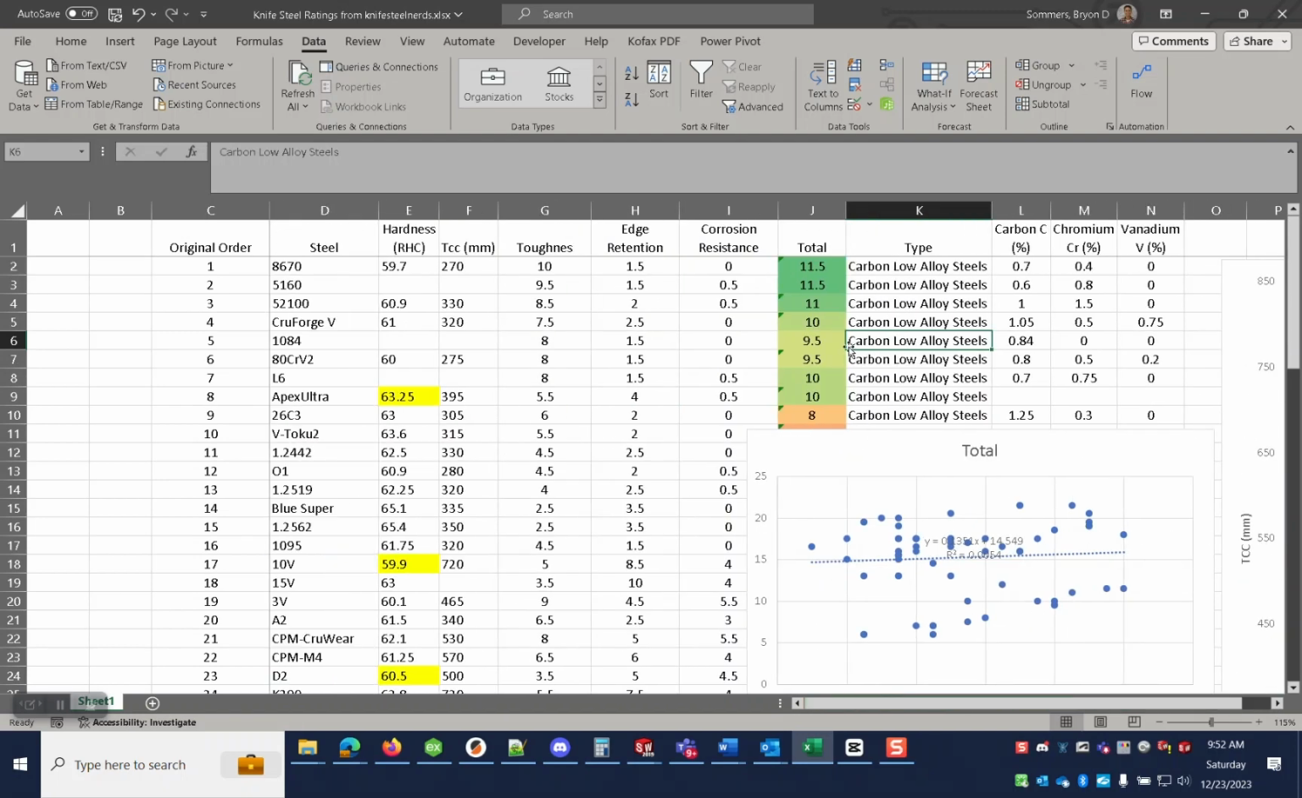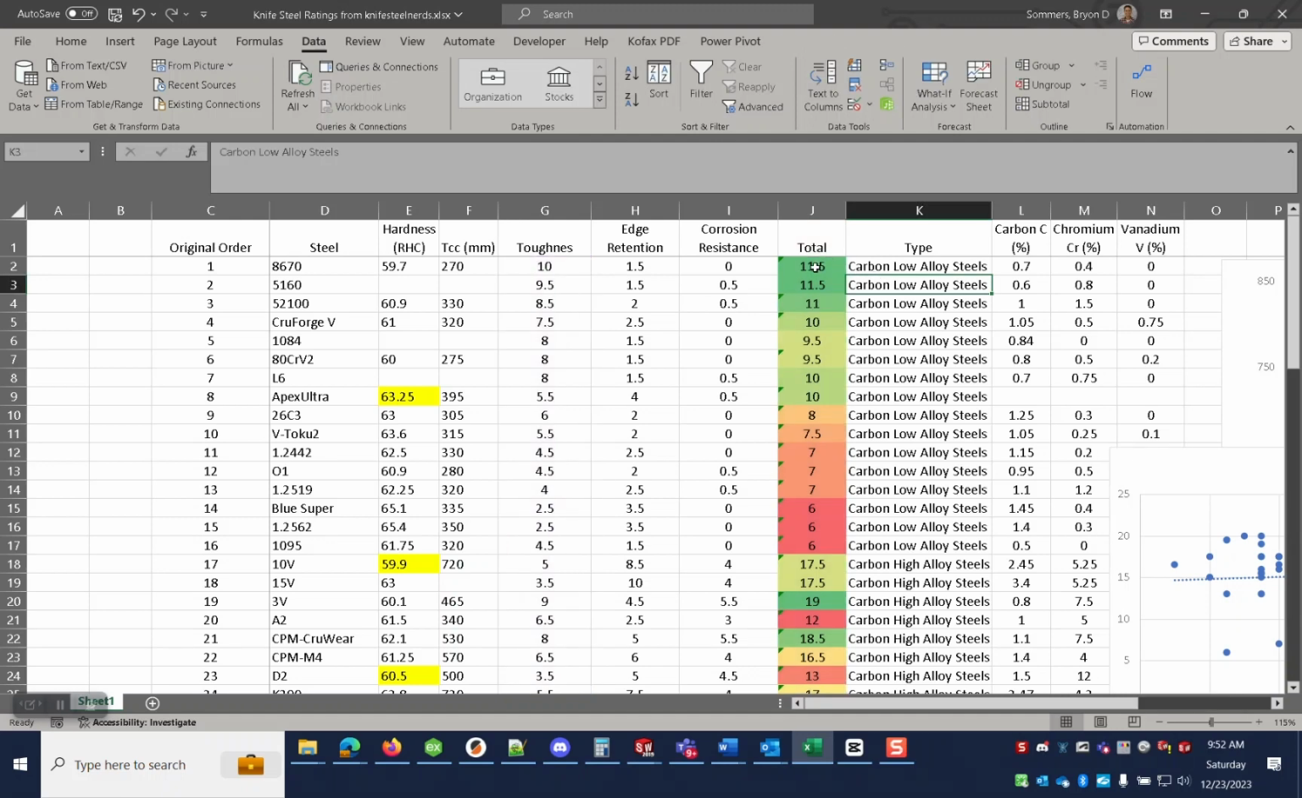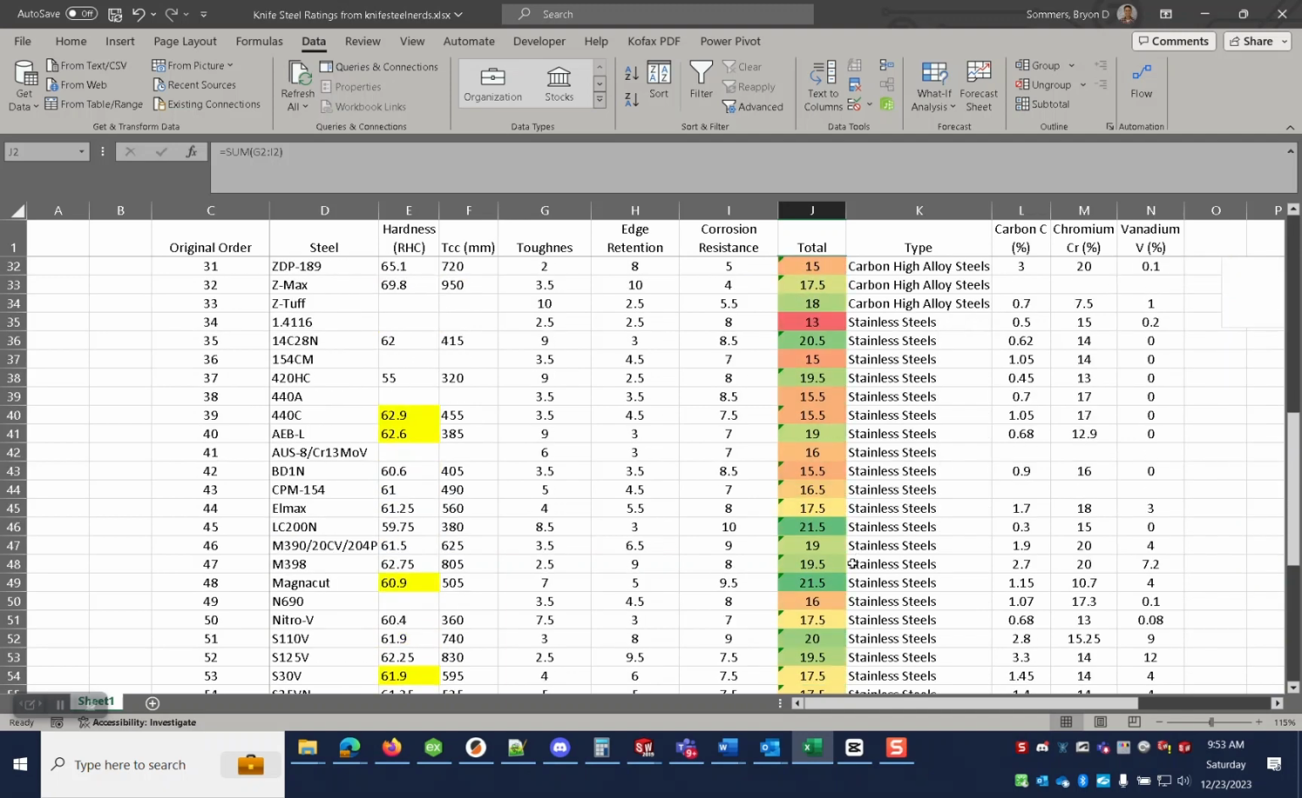Anyway, I think it's interesting. The two highest ranking, just based on the total, are Magnacut and LC200N. I guess there might be a different way to do this. We could normalize this.